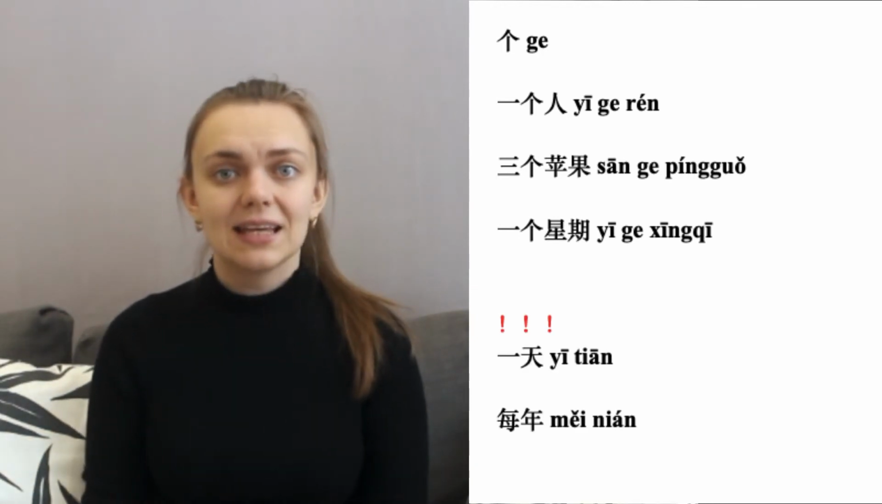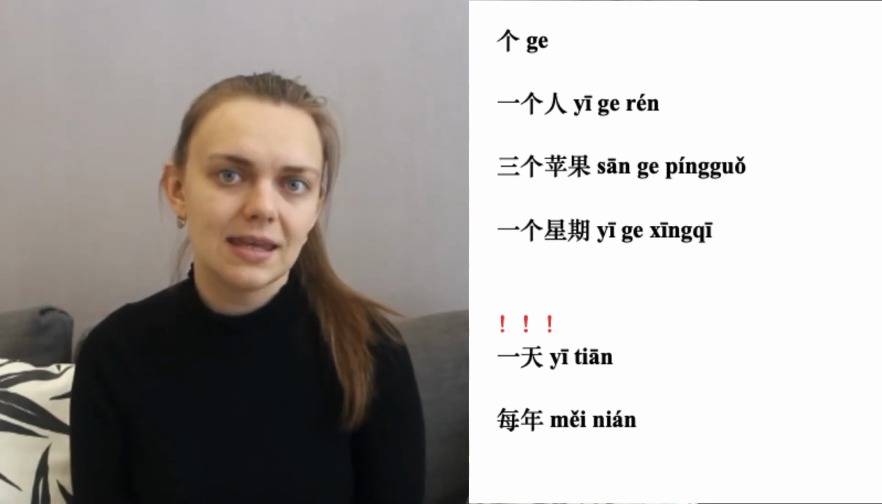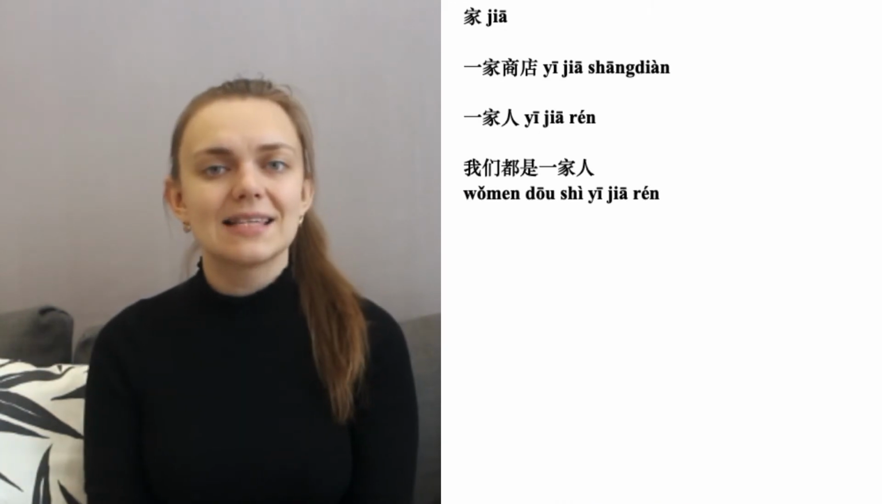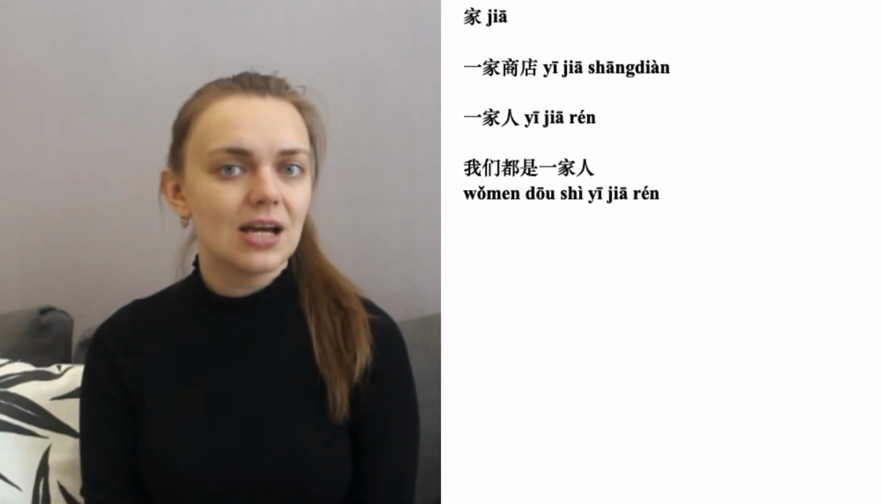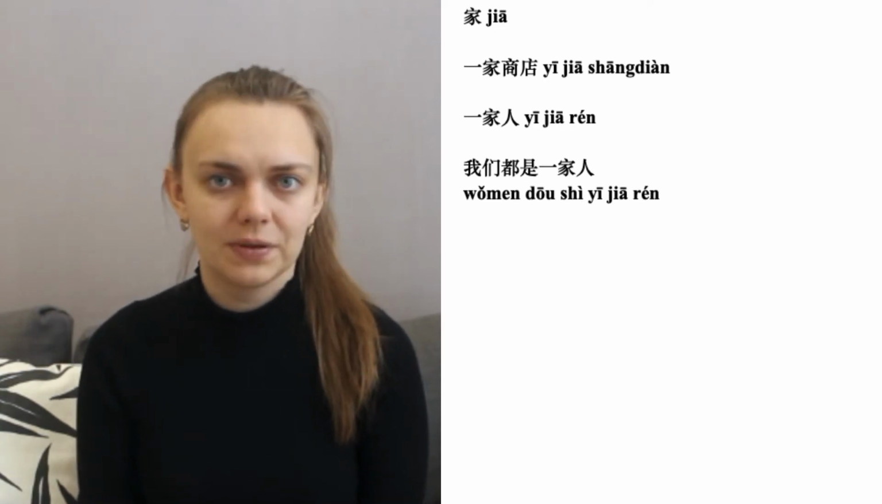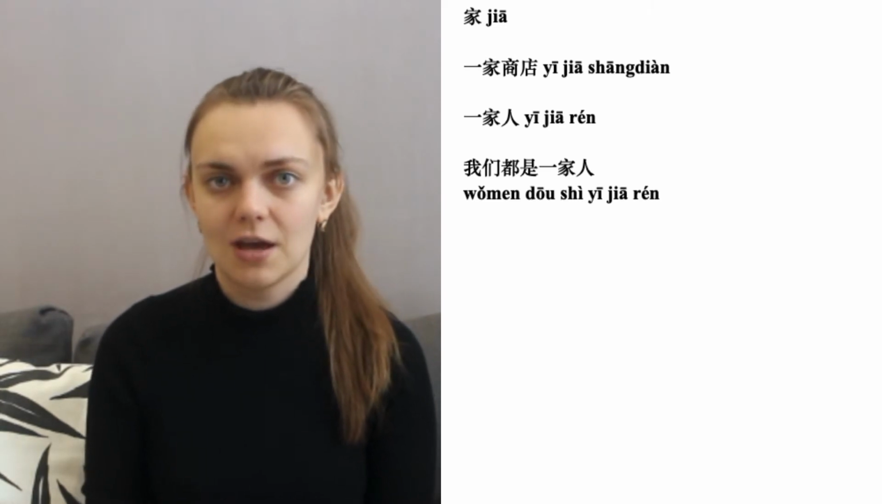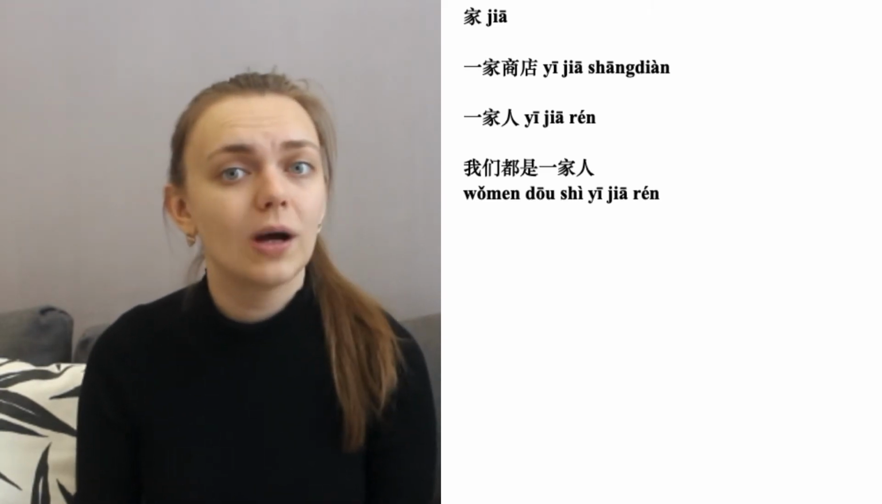Remember that day, 天 and year, 年, do not need classifiers. 一天, 1 day. 每年, every year. 家 is a classifier for families and businesses. 一家商店, 1 shop. 一家人, a family, meaning people of one family. For example, 我们都是一家人. We're all one family.